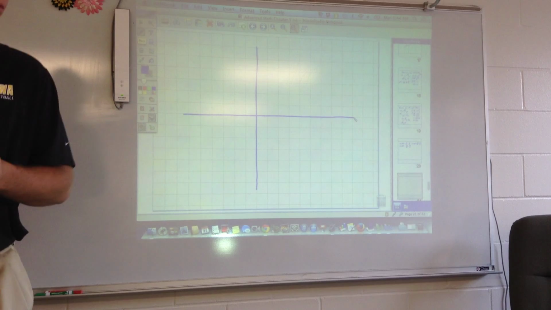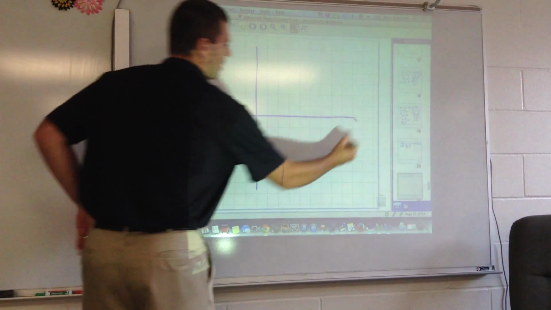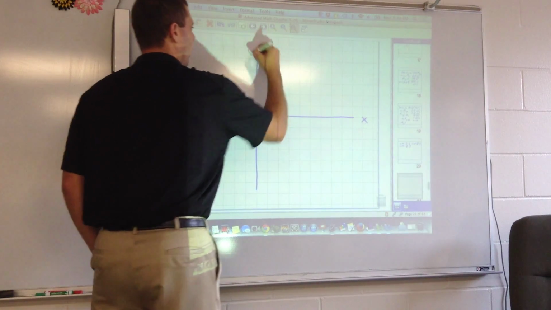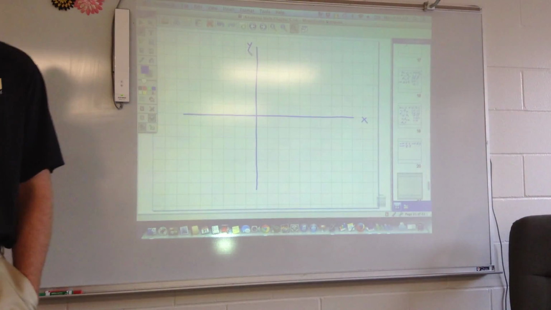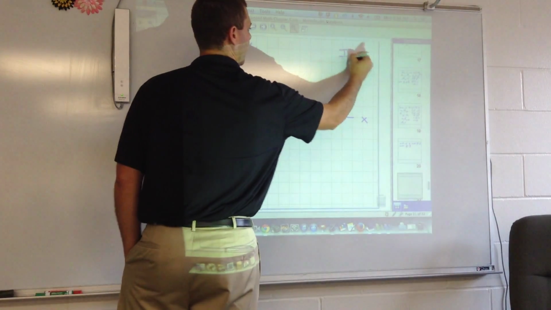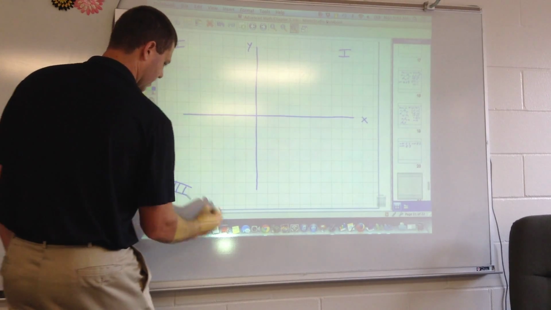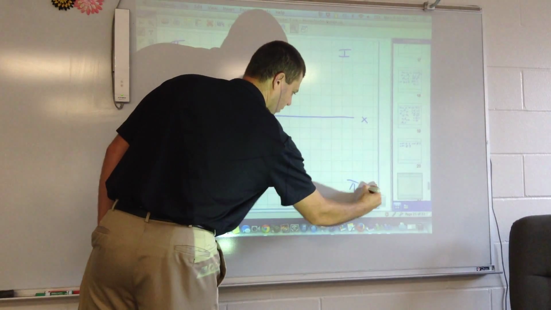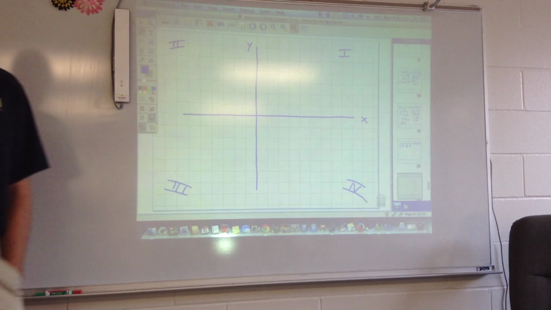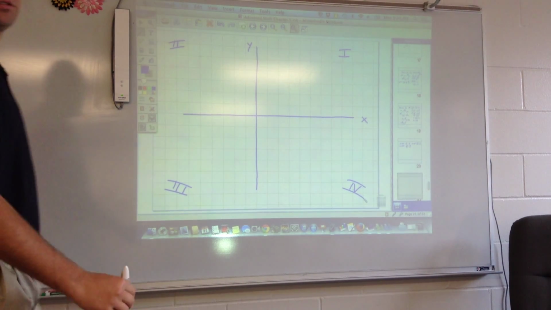Obviously, we'll be working a lot on the X and Y axis with trig. X-axis, Y-axis. We'll talk a lot about quadrants. Okay. Quadrant 1, 2, 3, 4. 3's down here, and then 4's down here. So we'll work a lot with quadrants. Okay. We'll work a lot with angles.